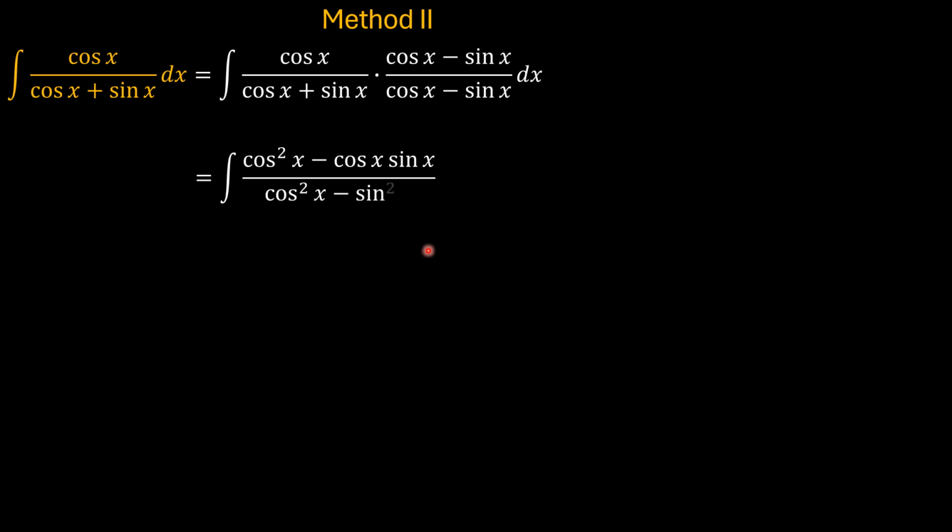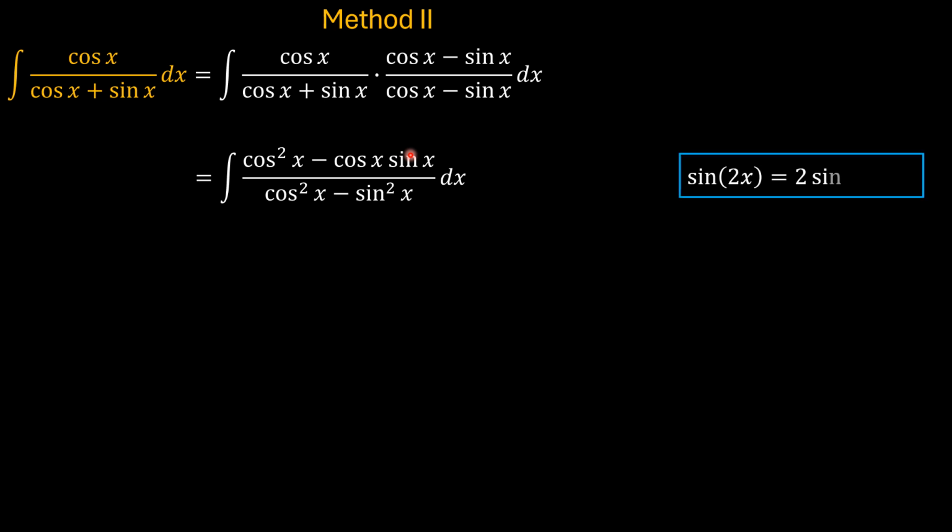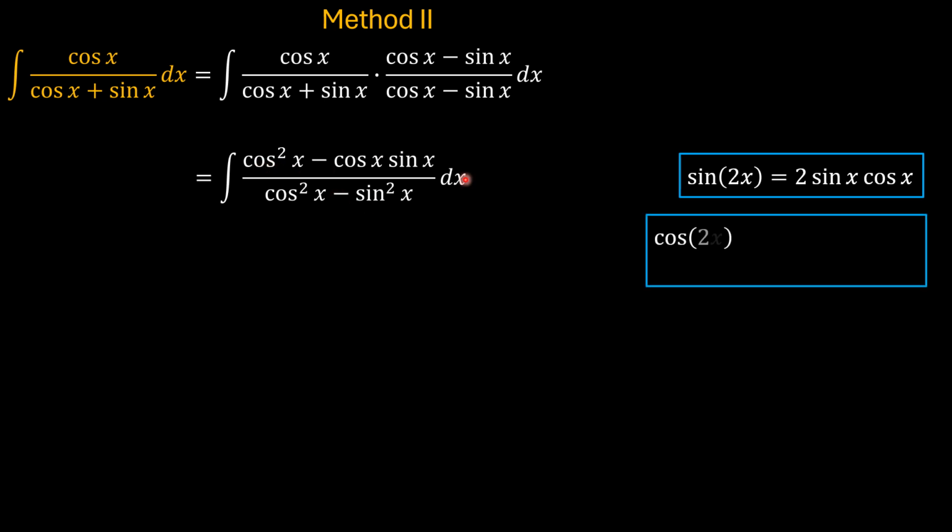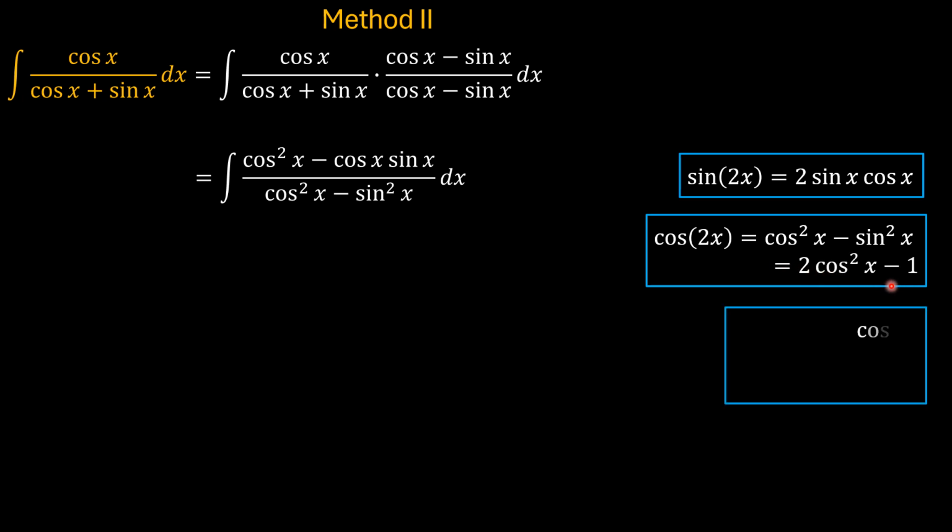Looking at this part of the numerator, since we know sine 2x to be twice sine x cosine x, that means that sine x cosine x becomes half of sine 2x. And also looking at cosine squared x, since we know cosine 2x to be cosine squared x minus sine squared x, it means that this is also equal to twice cosine squared x minus 1. And that also means that cosine squared x is equal to a half of cosine 2x plus 1.